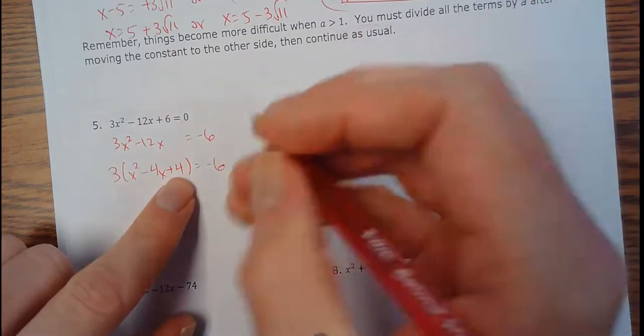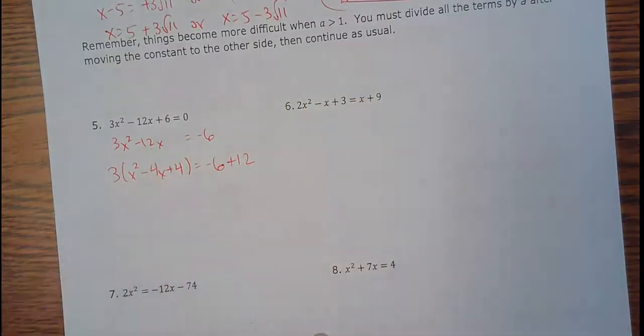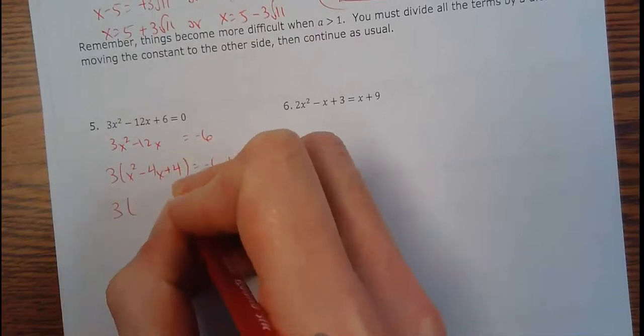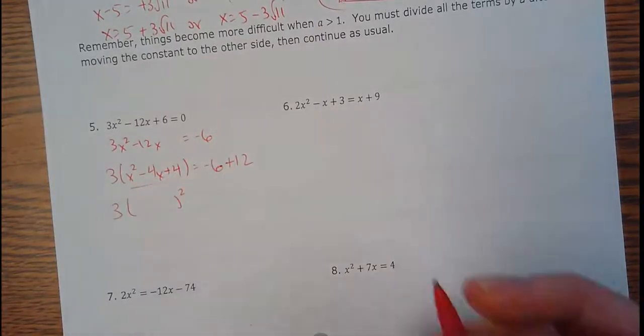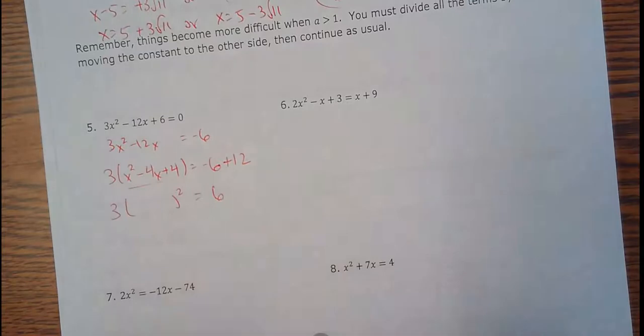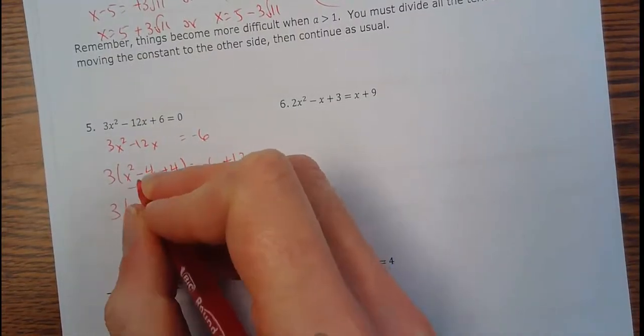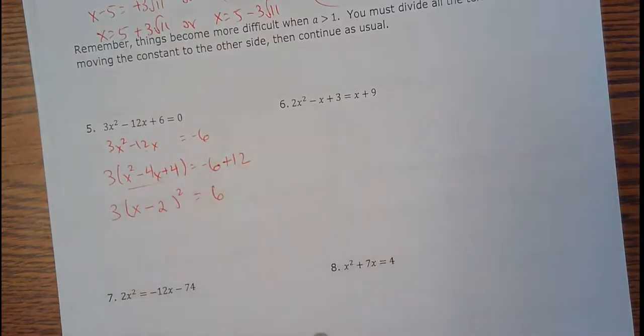So if I add 12 to this side, I have to add 12 to this side also to make it fair. Okay, so I got 3, and since this is my perfect square trinomial I was looking for, I made it that way. Let's write it as a binomial squared. So again, half of that number. So it's going to look like this.